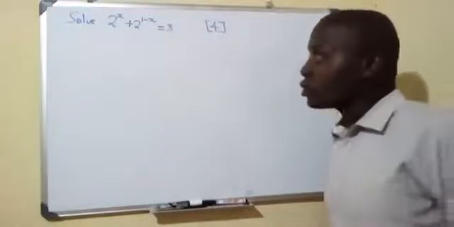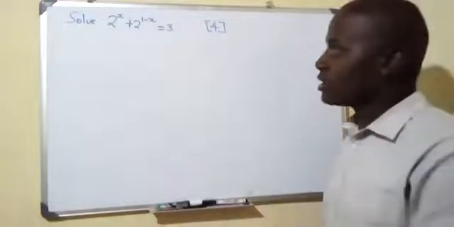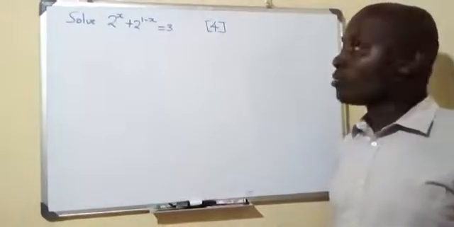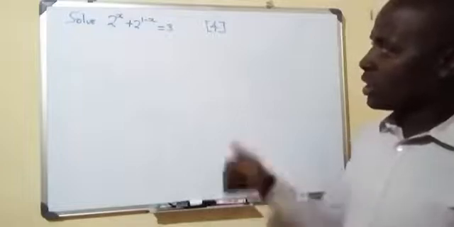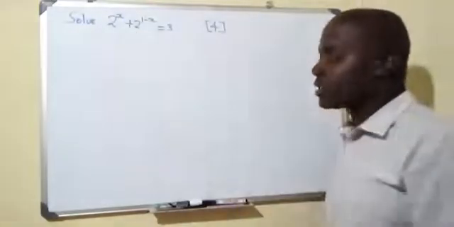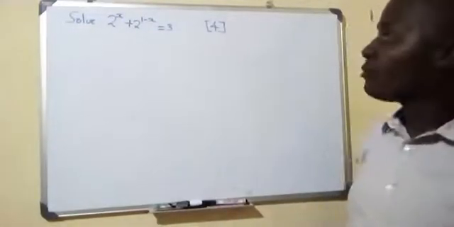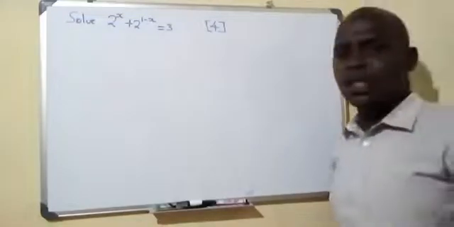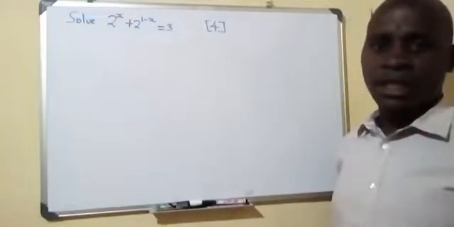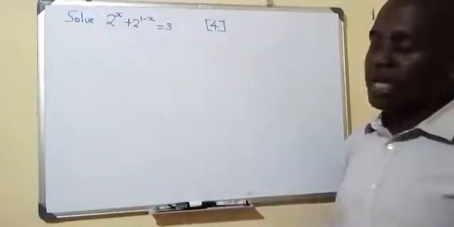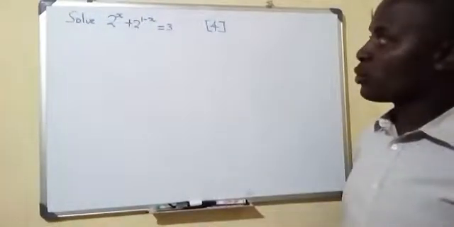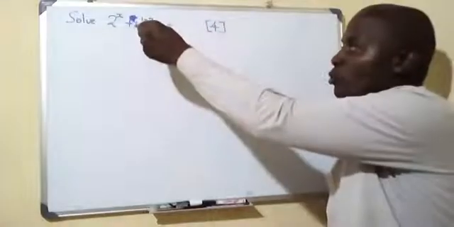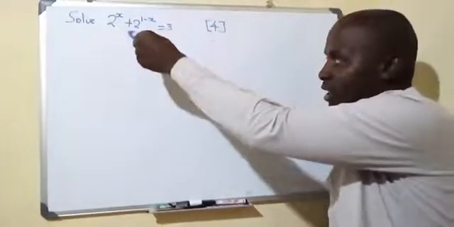First of all, we must understand that this question is coming from the topic algebra, because it has got variables, and the variable which is there is x. It is also coming from the topic called indices or index notation, because of these powers we are seeing there. For us to solve this one, we first need to break down this part.